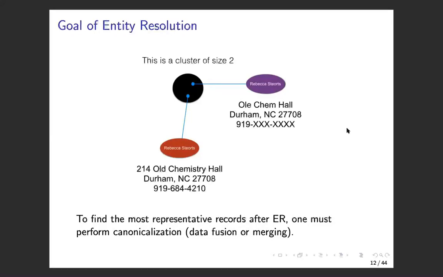One of the most common and most simplistic ways of doing this is taking a record uniformly at random. Of course, there are all kinds of problems involved with that. And that's why canonicalization gets its own piece of the literature.